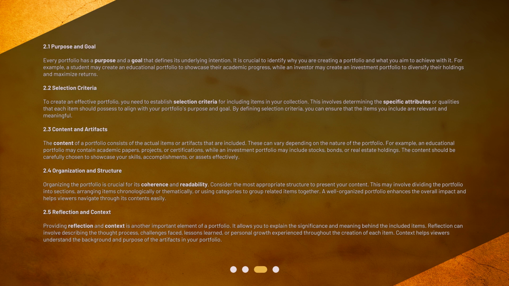2.5 Reflection and context. Providing reflection and context is another important element of a portfolio. It allows you to explain the significance and meaning behind the included items. Reflection can involve describing the thought process, challenges faced, lessons learned, or personal growth experienced throughout the creation of each item. Context helps viewers understand the background and purpose of the artifacts in your portfolio.